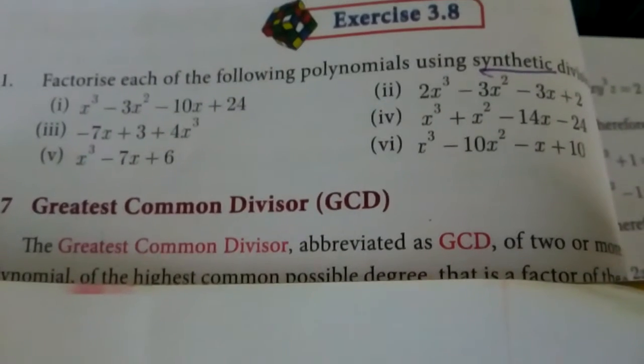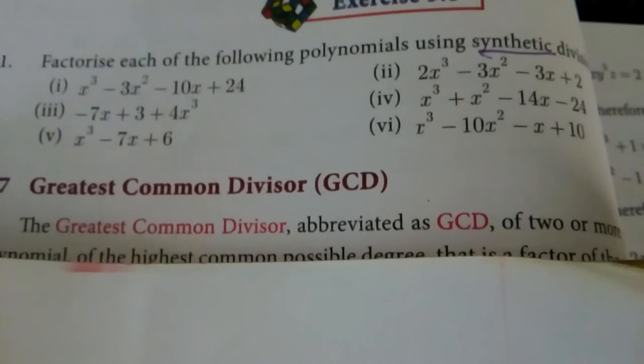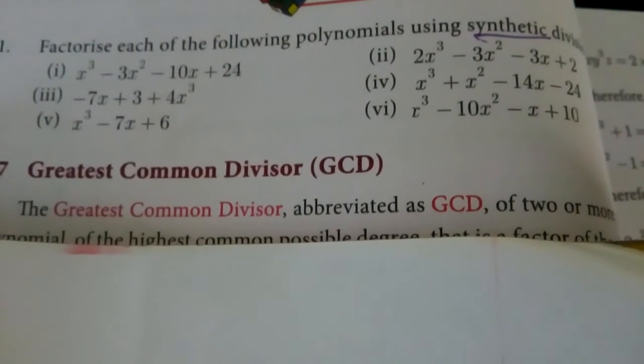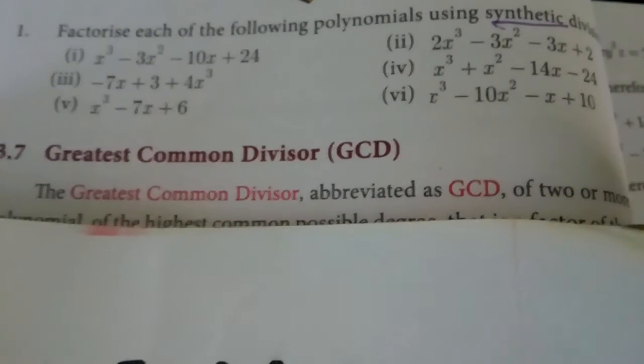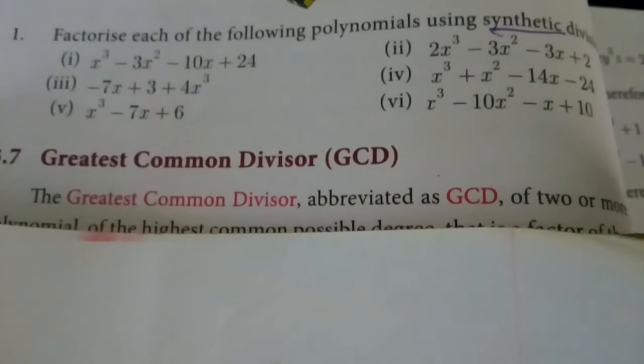In the previous exercise we discussed using synthetic division, where we found the quotient and the remainder. Is it clear? Now here we are going to get the factors by using the process of synthetic division. Okay, so shall we discuss the first question?